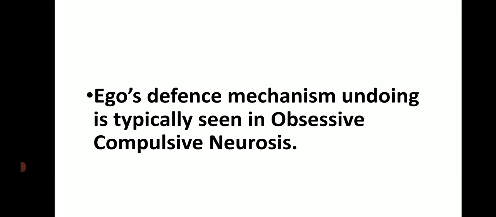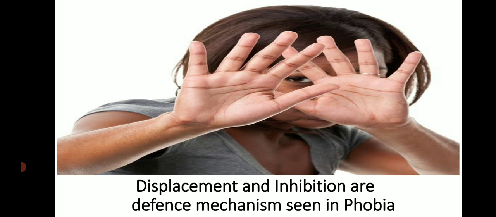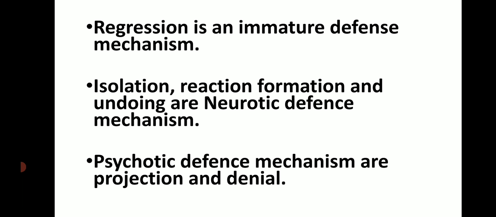Ego's defense mechanism of undoing is typically seen in obsessive compulsive neurosis. Displacement and inhibition are defense mechanisms seen in phobia. Regression is an immature defense mechanism. Isolation, reaction formation, and undoing are neurotic defense mechanisms. Psychotic defense mechanisms are projection and denial. Repression excludes painful stimuli from awareness.